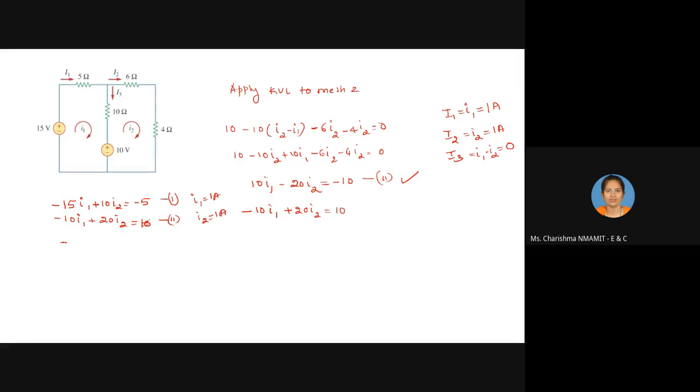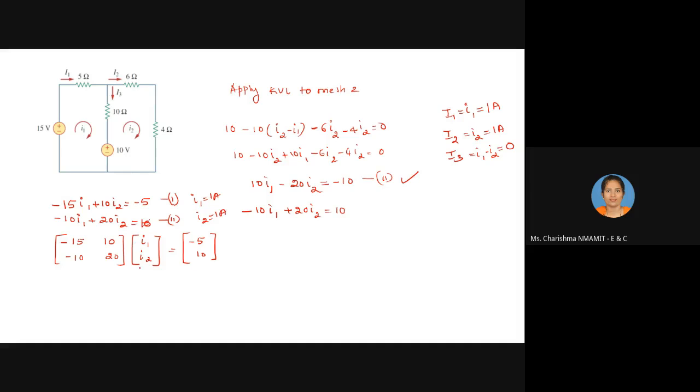That is 15, the coefficient of I1. This is 10, the coefficient of I2. Minus 10, this is 20. This is nothing but I1, I2. Minus 5. These are the right hand side coefficients. This is of the form Ax equal to B.